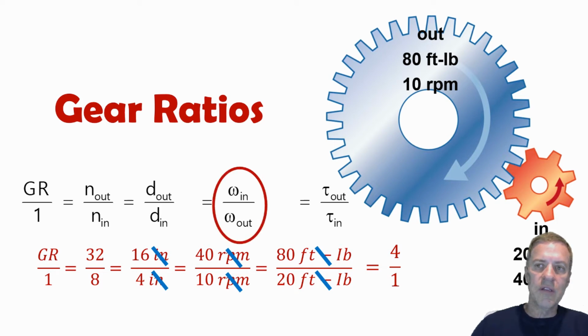The one unit we need to look out for is a little bit different. They're all out over in, except for our RPMs. So if the big wheel is going slow, the smaller wheel is going to be going faster than the big wheel. If the little wheel is the input, it's going to be turning faster than the output. So it's going to be inversely proportional to our other ratios.